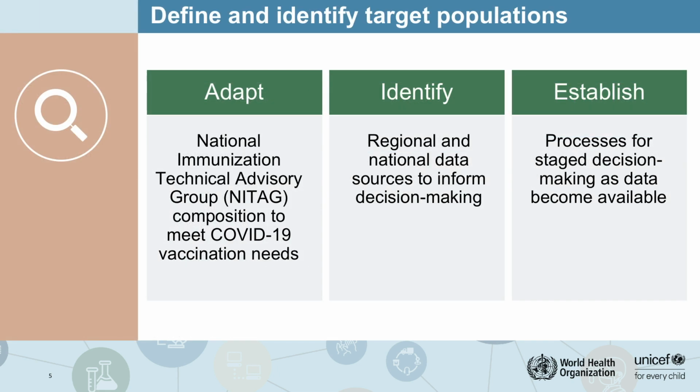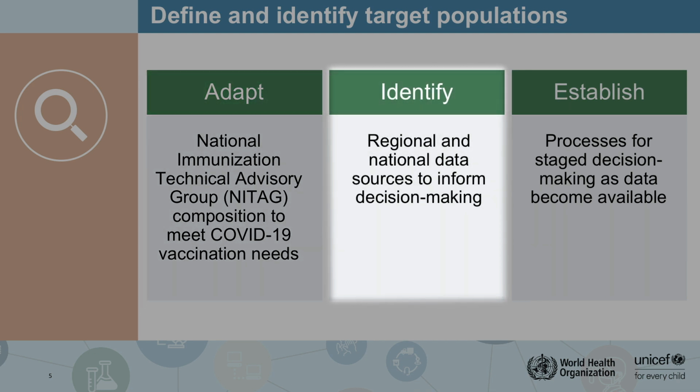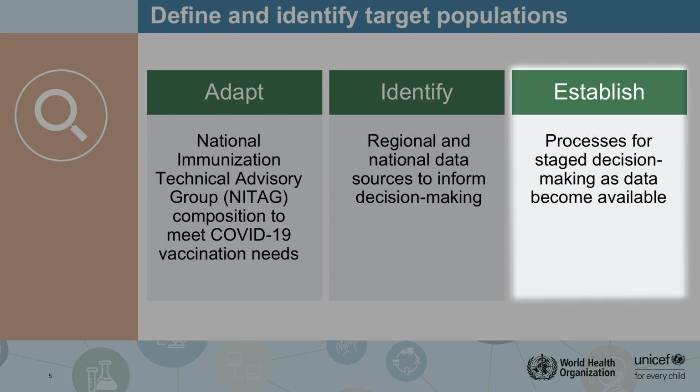In order to define and identify the target populations for allocated vaccines, the National Immunization Technical Advisory Group composition may need to be modified to meet COVID-19 vaccination needs. Then, it would be necessary to identify regional and national data sources to inform decision-making. Countries will also need to establish a process for staged decision-making as data becomes available.